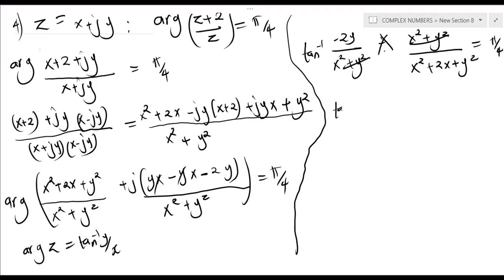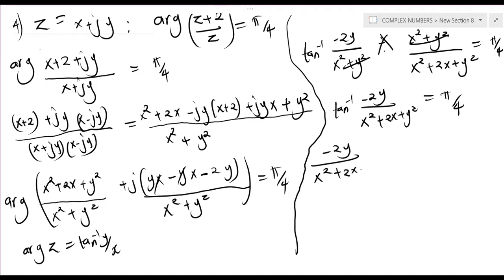So what do we remain with? So we have tan inverse of minus 2y over x squared plus 2x plus y squared is equal to pi over 4. Take tan to the other side. So we have minus 2y over x squared plus 2x plus y squared is equal to tan pi over 4. And pi over 4 is 45 degrees. So tan 45 degrees, which is equal to 1.